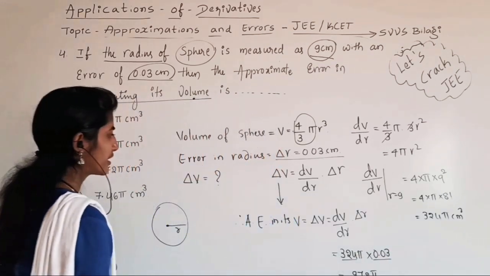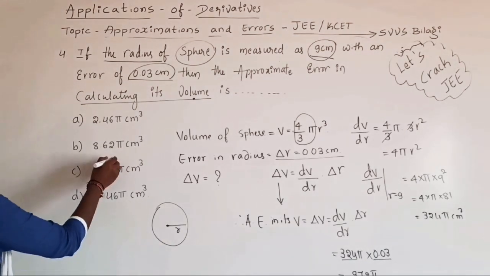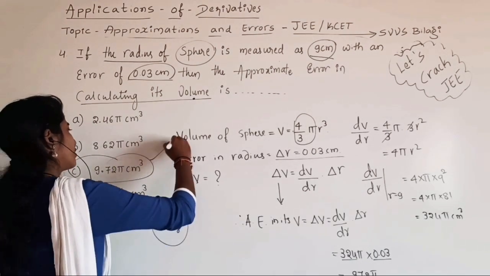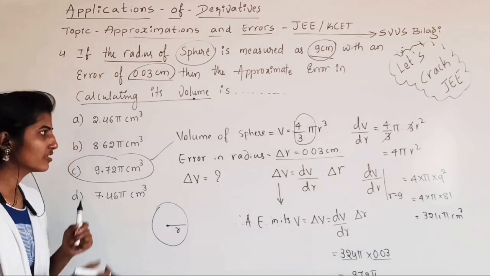So which option is the right answer here? Yes, option C. C for tracking option, right? So please take it down. We'll be back to the next question.